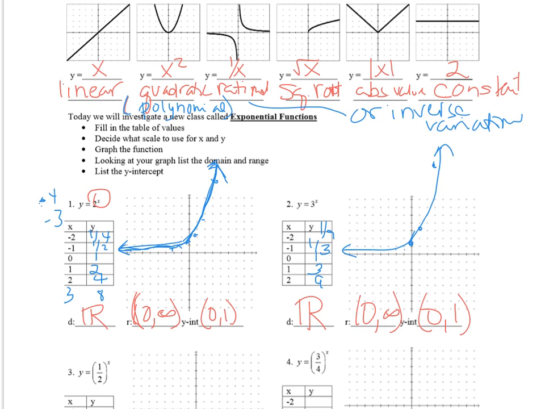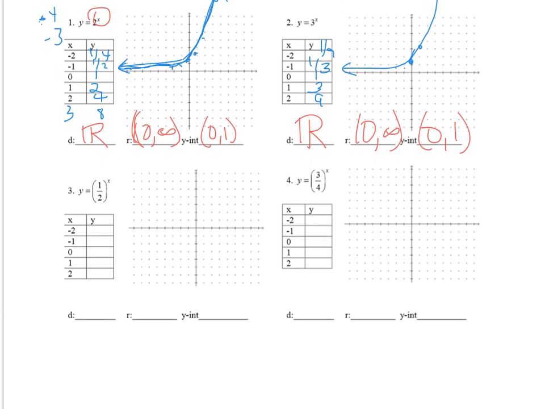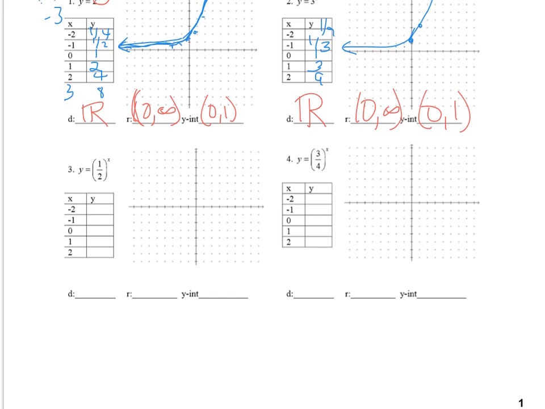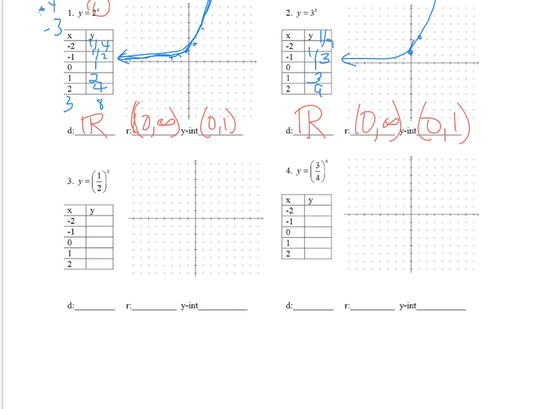So think about those, think about what all that has in common, and then let's move down to these. What's different about these is the base. Now the base here is smaller than 1, and when we fill in the table, we have 1/2 squared.